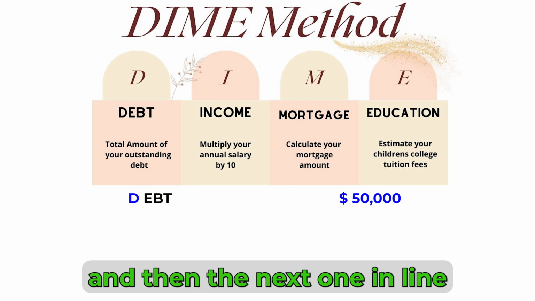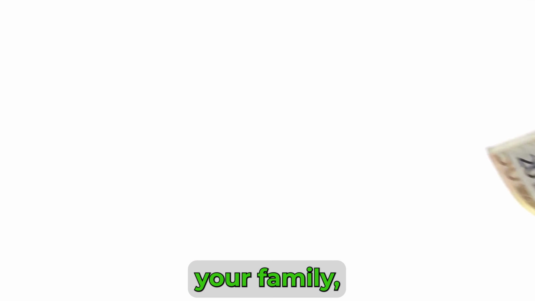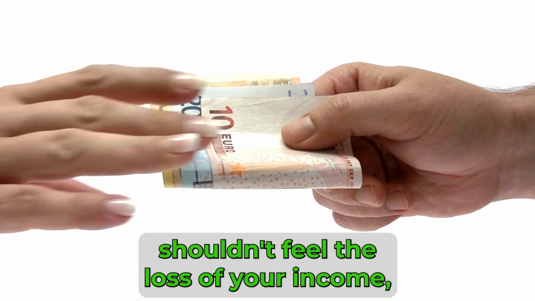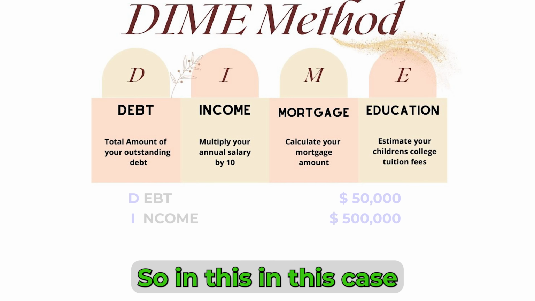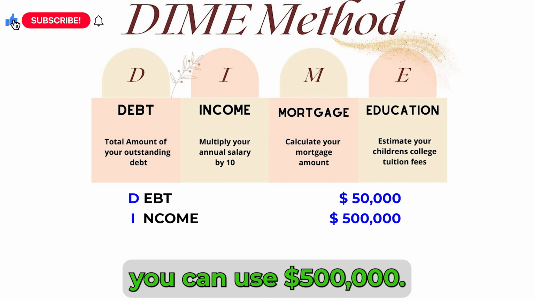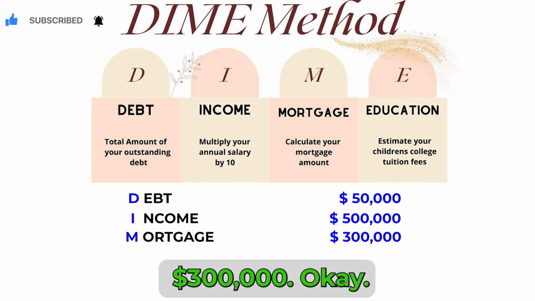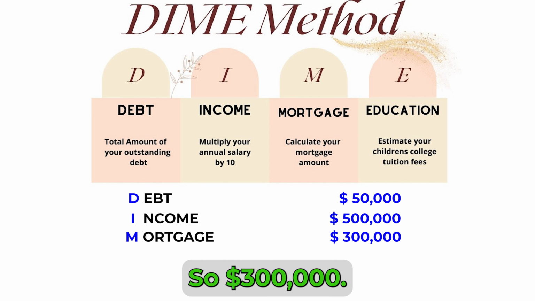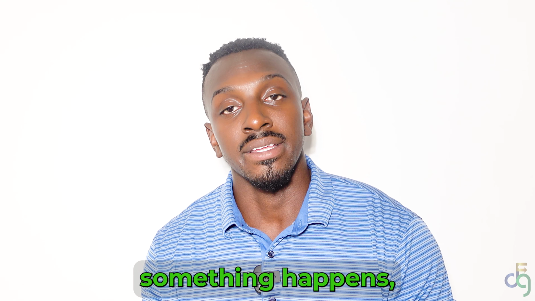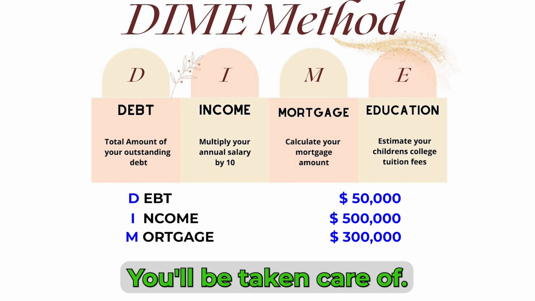And then the next one in line is your income. In case you're not around, your family shouldn't feel the loss of your income. So you can multiply up to 10 times your income. In this case, you can use 500,000. The next one in line is mortgage, 300,000, okay? In America, you don't own a home, you own the mortgage, right? So 300,000. In case something happens, your spouse will not have to worry about paying the mortgage. You'll be taken care of.